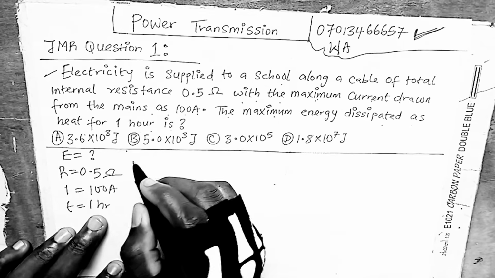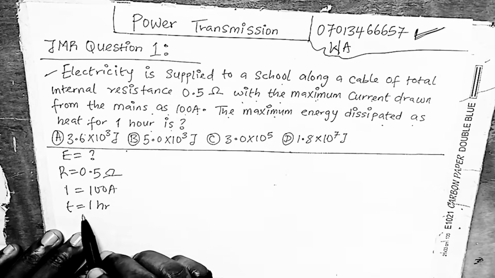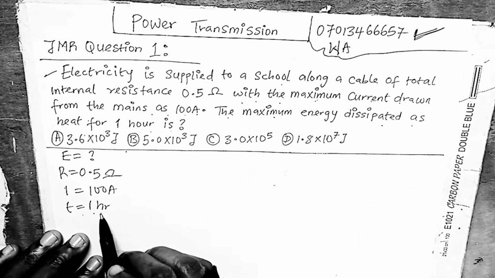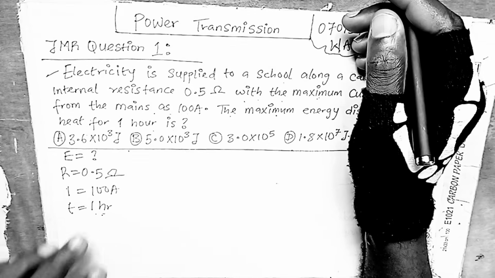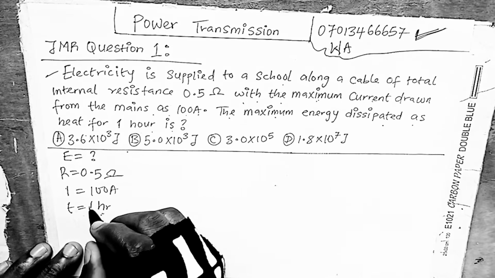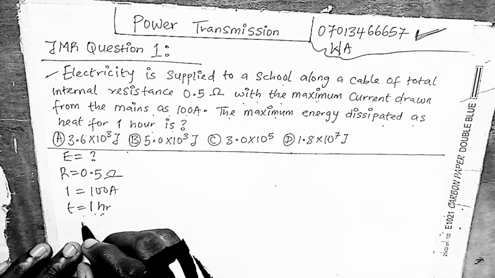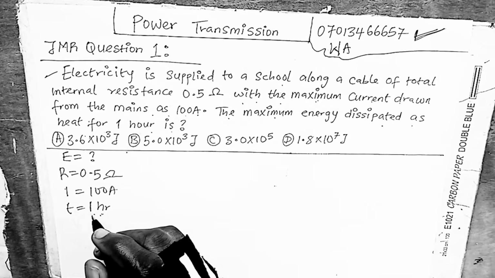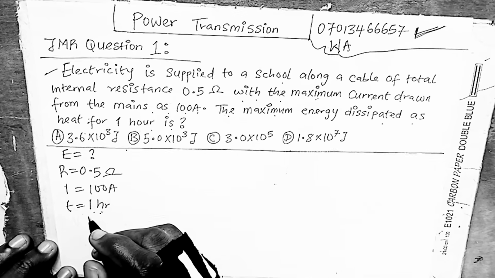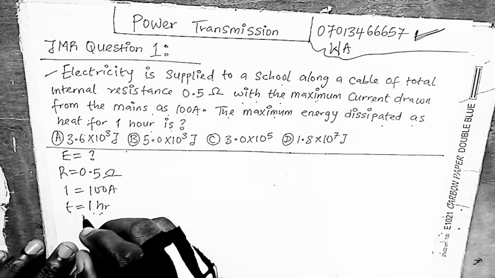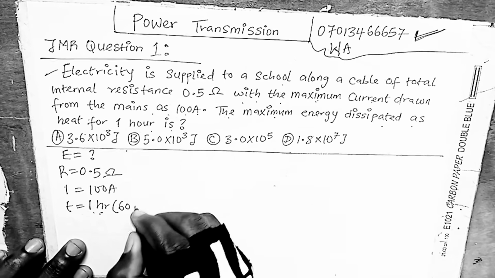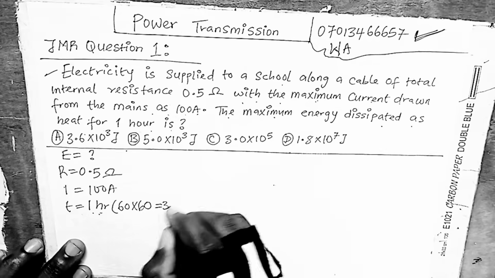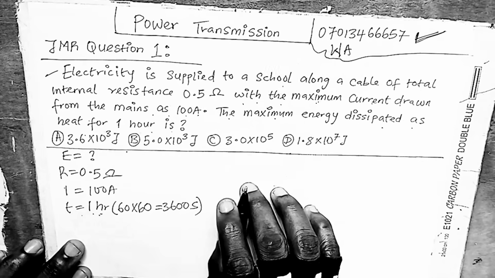Looking at what we have here, we have time represented in hours, and we don't use hours, so we convert this time. To convert from hours to seconds, 1 hour is equivalent to 3,600 seconds. Since 60 seconds make 1 minute and 60 minutes make 1 hour, it's 60 times 60, which equals 3,600 seconds.